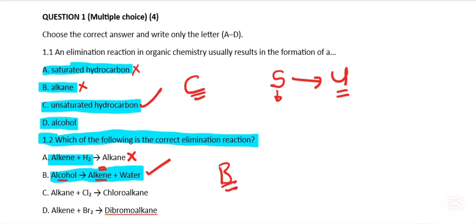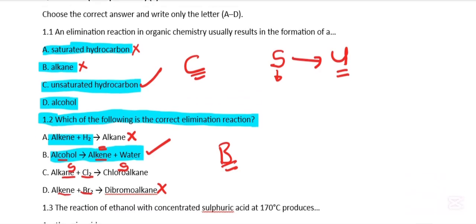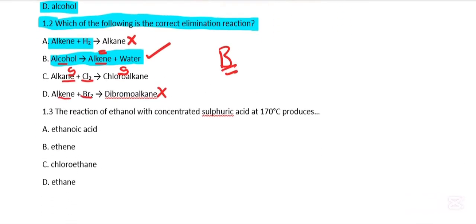Why do you see A is wrong? Alkene plus Cl2, we add chlorine. This is saturated. This one is also saturated. That is a chloroalkane. We go from saturated to unsaturated. Then let's look at D. Alkene plus bromine. This one is an addition reaction. That is not an elimination reaction. Let's go to number 3.